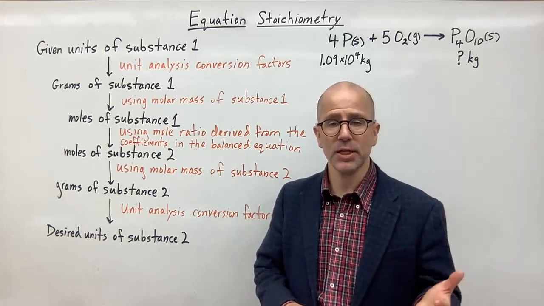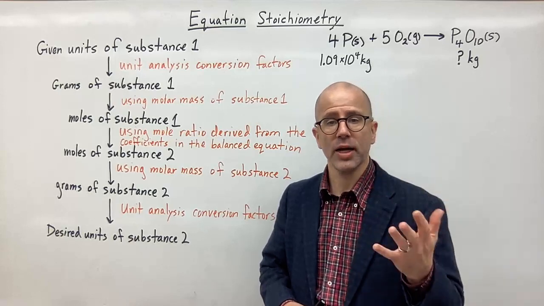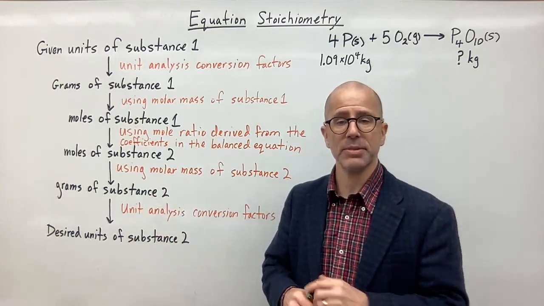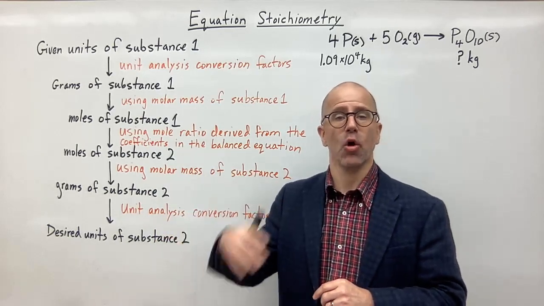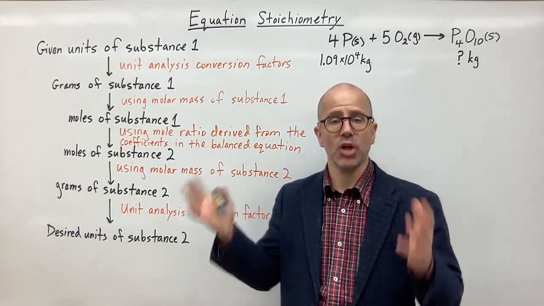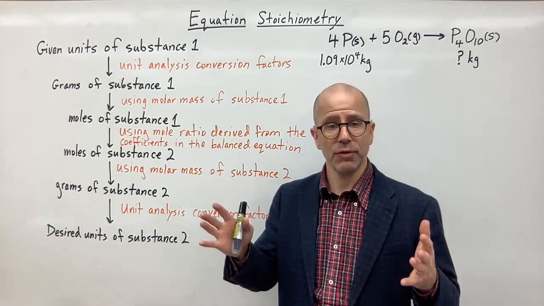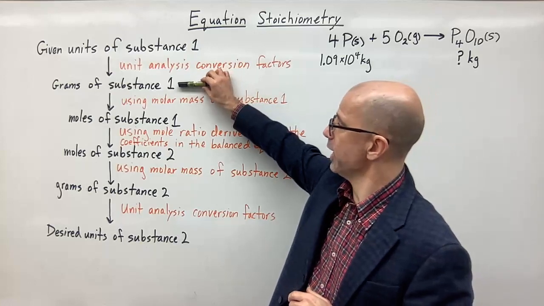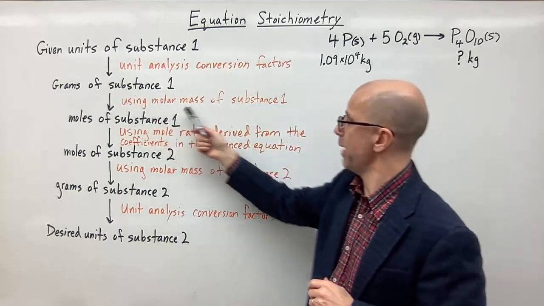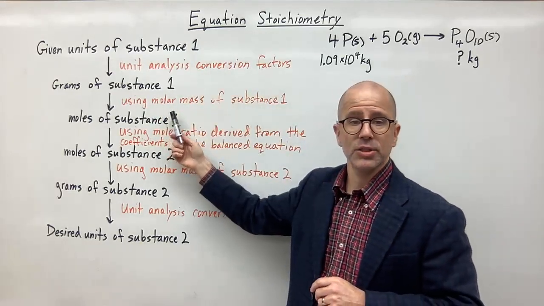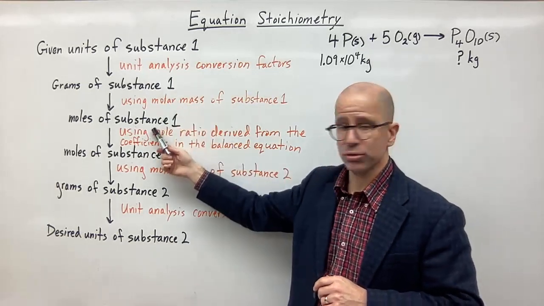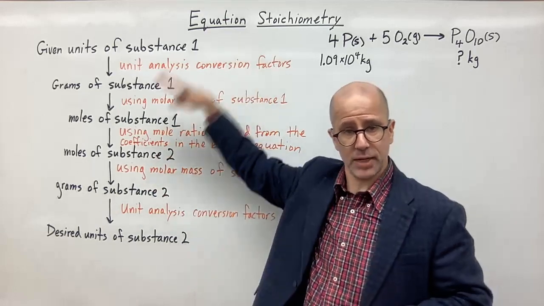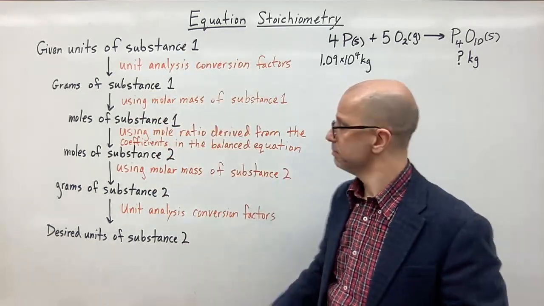That's a relationship I can use to convert to grams, right? If I'm given milligrams, then I'm going to use 1 gram is equal to 1,000 milligrams, or 1 milligram is equal to 10 to the minus 3, or 1/1000th of a gram. So either way, I'm going to use a conversion factor to convert to grams. Once I get to grams of substance 1, then I'm going to use the molar mass of substance 1 to convert grams to moles. Now I've got moles of substance 1. So step 1, that first step, is done.